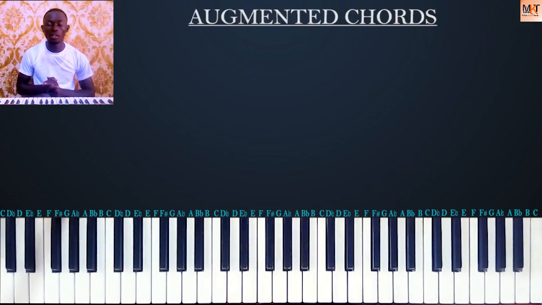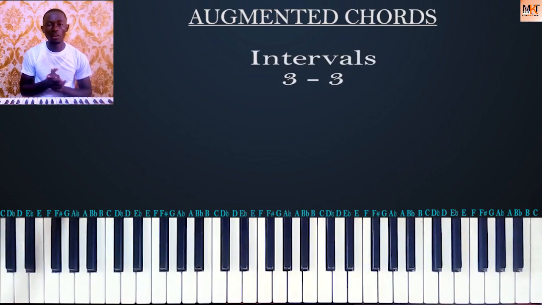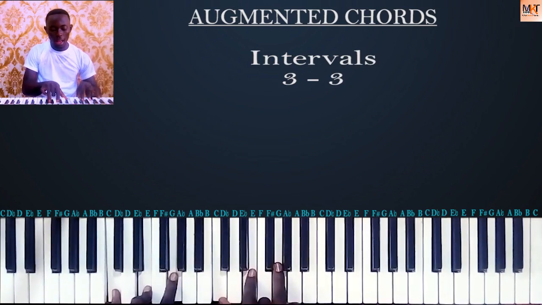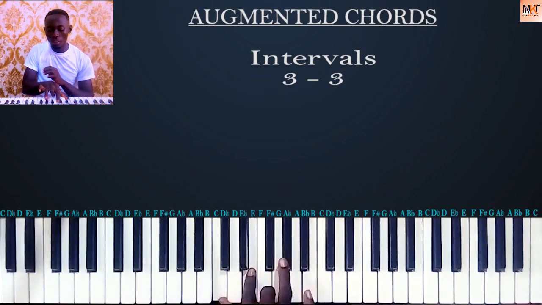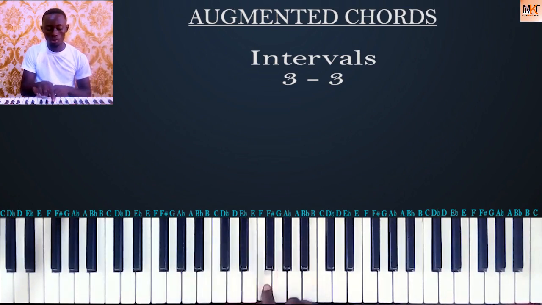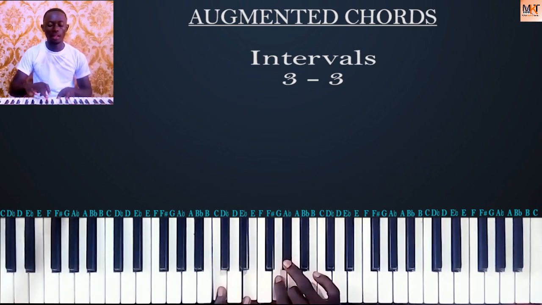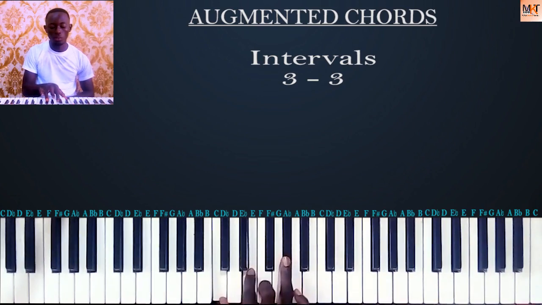Let's look at augmented chords, how we form augmented chords. That one also, just add half a pitch to the fifth of a major chord. And what I mean is that, on a major chord, add a semitone to the fifth note, and that gives you something like that. So a major and then that. That one also, the intervals are 3, 3. 1, 2, 3, 1, 2, 3 in between. So 3, 3 in between, and that gives you the augmented chords.